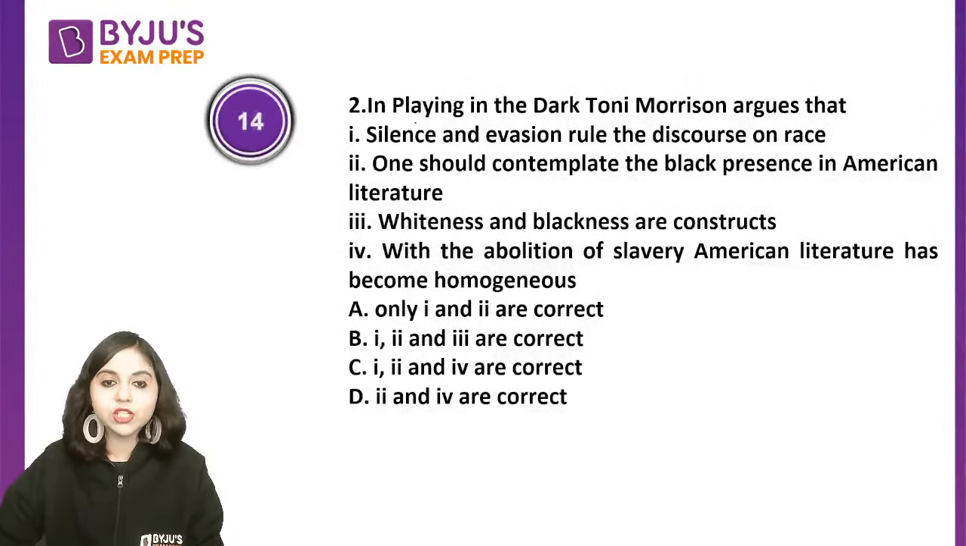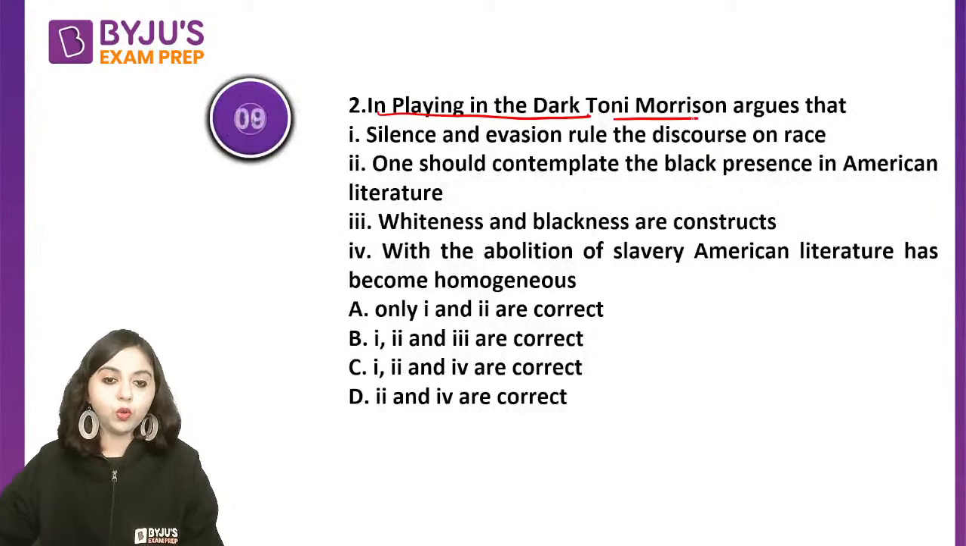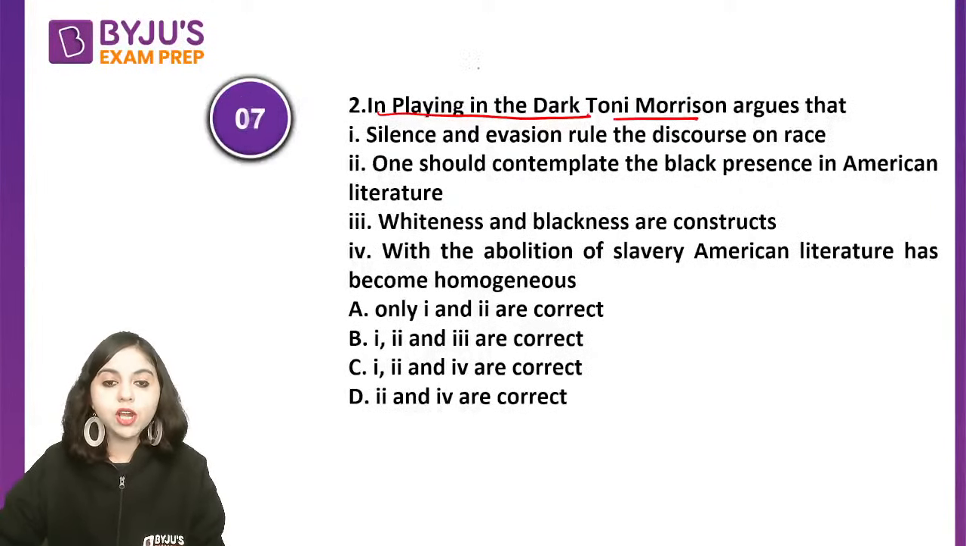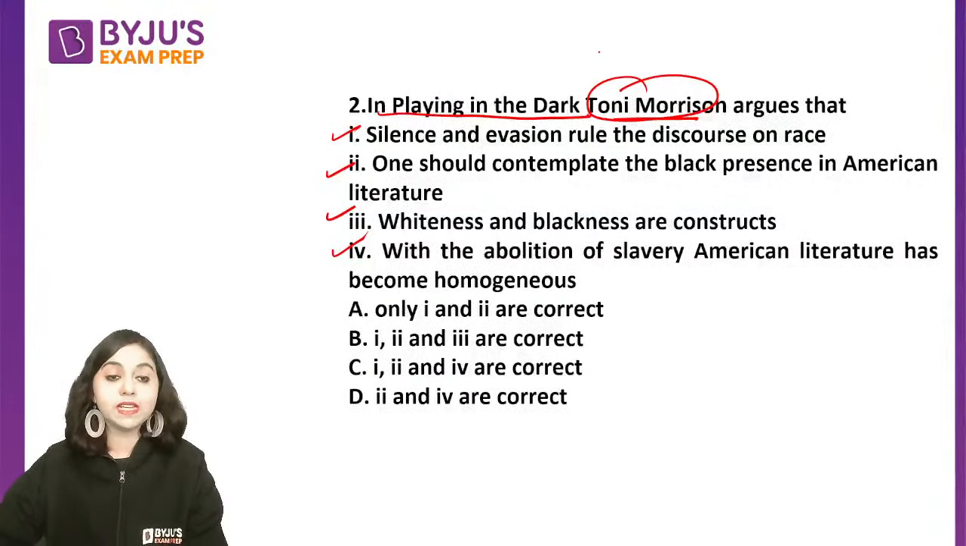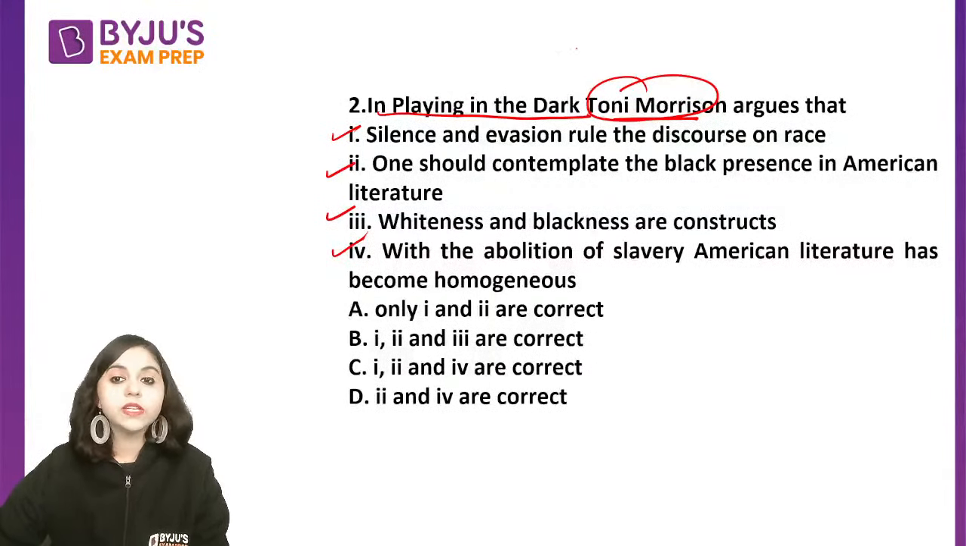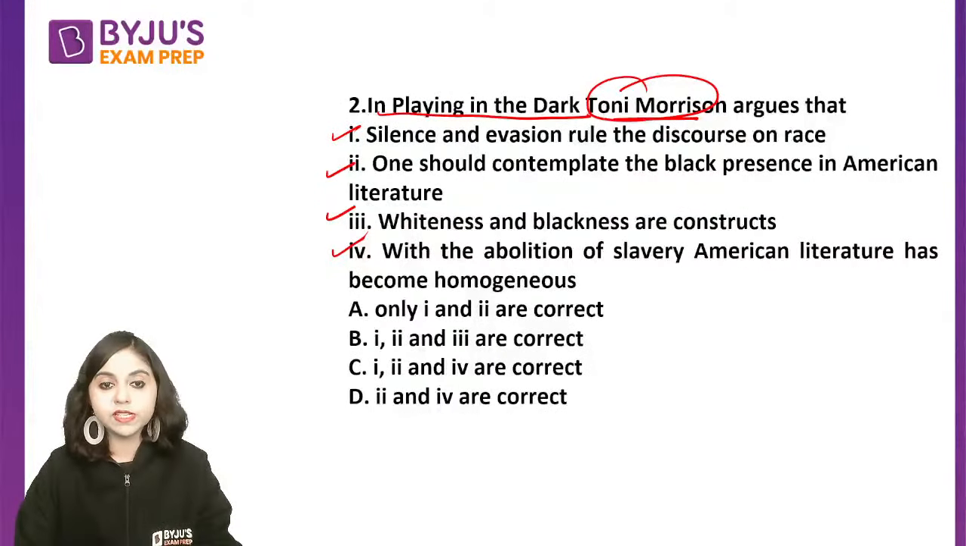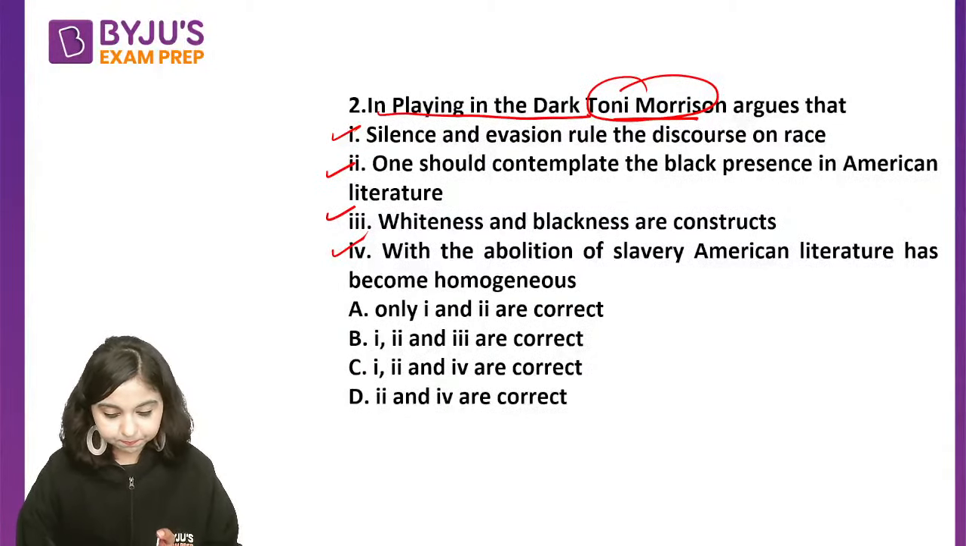Here comes the next question. In Playing in the Dark, Toni Morrison argues what? Amongst these four pointers, what is it that Toni Morrison is arguing? Toni Morrison, Black Arts Movement, BAM writers, Black aesthetic writers, Afro-American writers, negritude writers, critical race theory: very important topics for your examination. Let's see how many of you get the right answer here in the chat box.